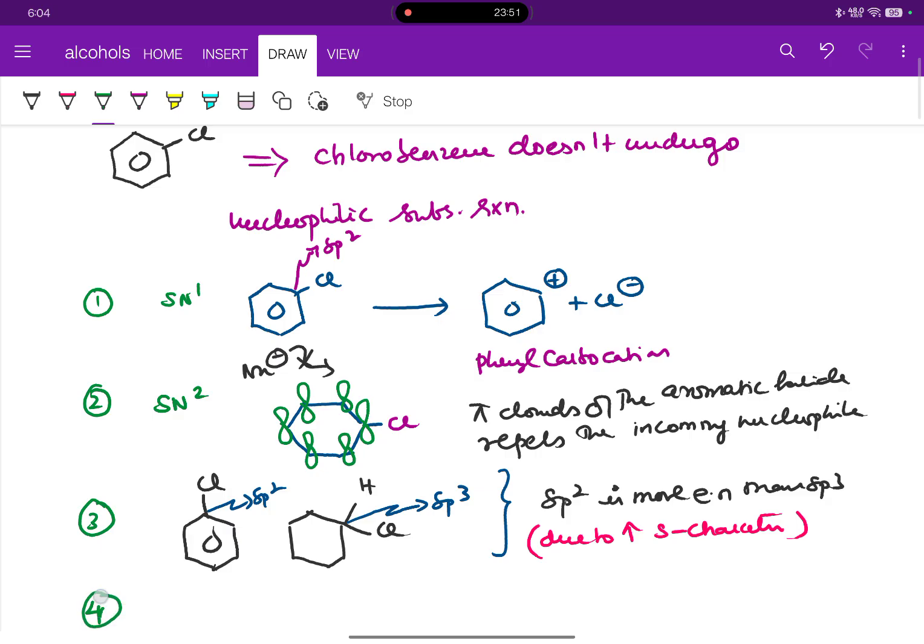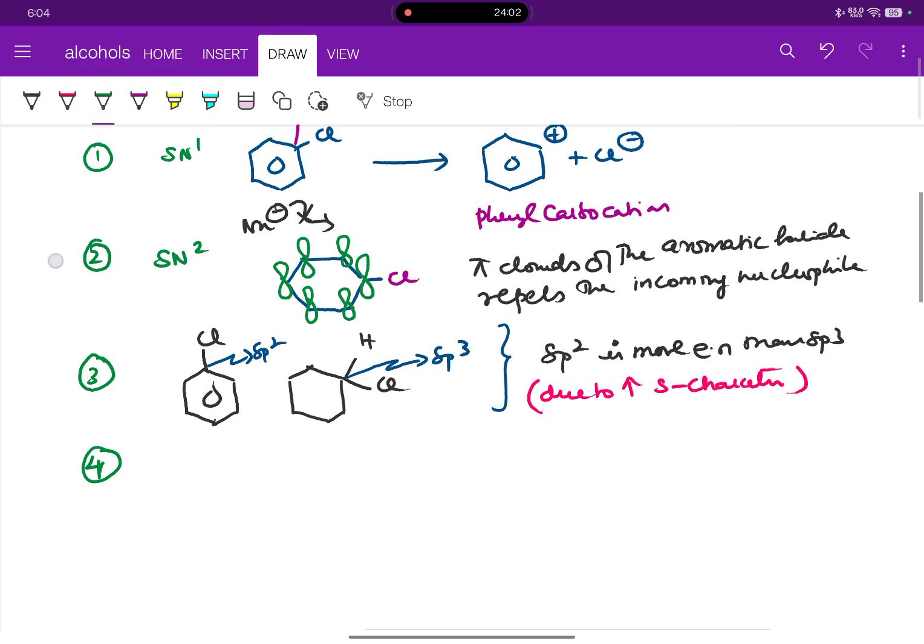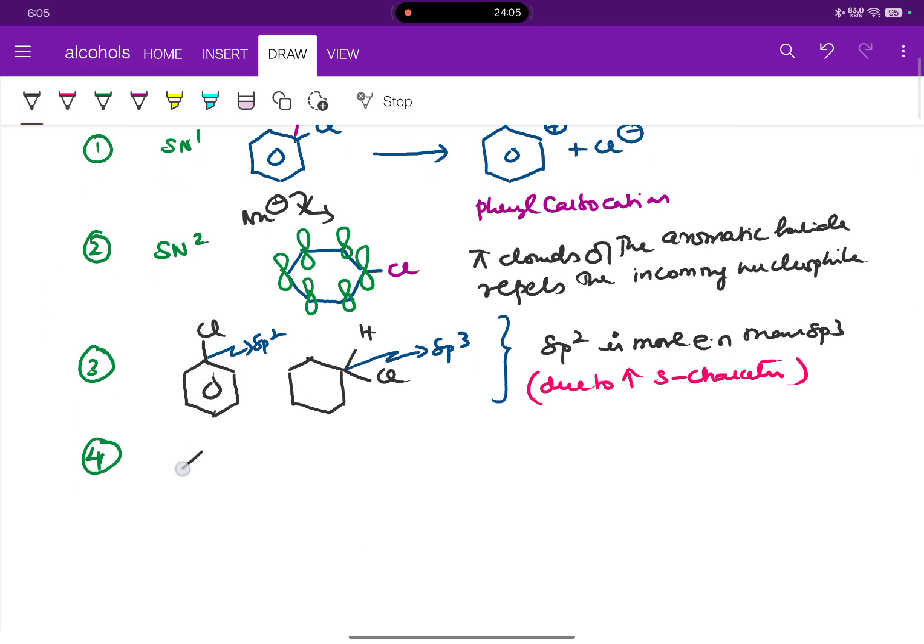Is there any other point left out? There is one more point. I want you to make a note of it, the primary point I didn't give at the start of the session. Chlorobenzene has 3 lone pairs. One lone pair will come inside the benzene ring, and thereby it leads to resonance. Again it enters the benzene ring and it goes on.